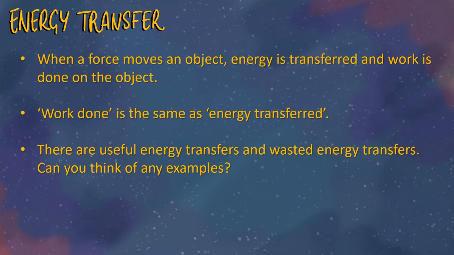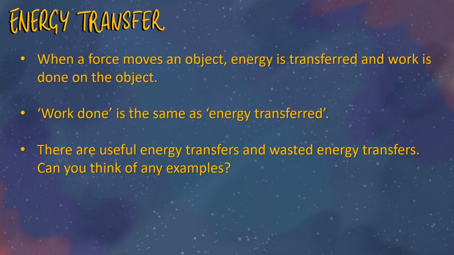Okay, there are useful energy transfers and wasted energy transfers. So you can try and think of your own examples, but I'm going to give you an example now. So when you plug in your hairdryer, electric energy is transferred into the hairdryer, okay? And then the fans spin round and blow air out. So that is kinetic energy. And that is useful energy because we want those fans to spin round and dry our hair.